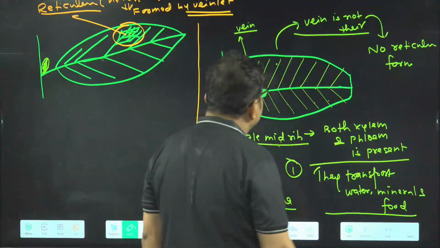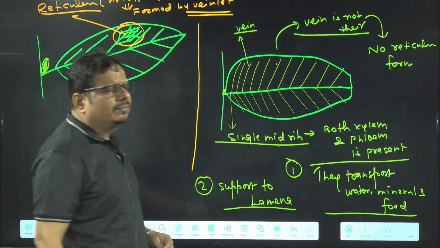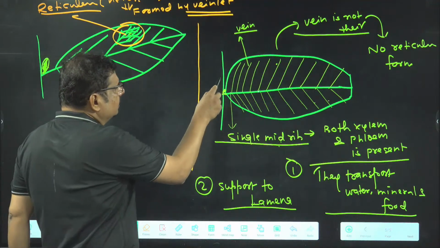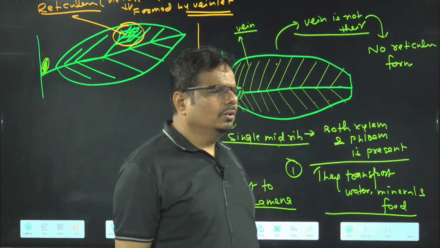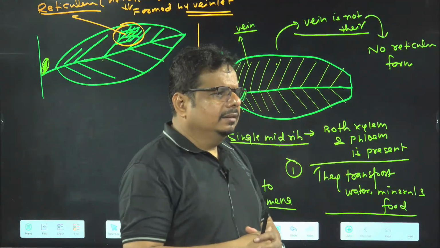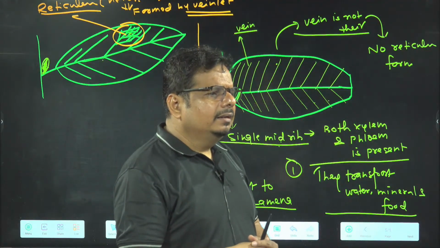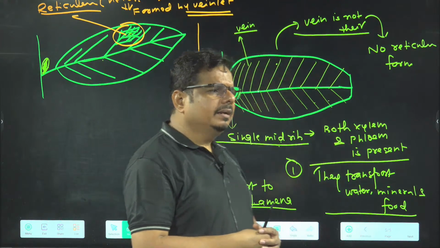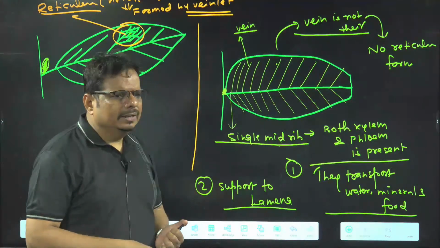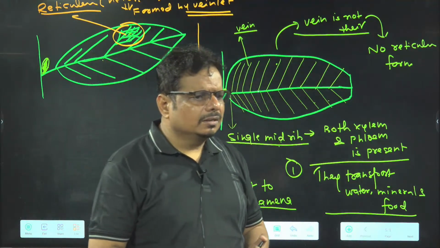Getting the idea or not? So these are the basic differences between which one? Dicot and monocot venation. Getting the idea? Is it clear in the mind? Parallel venation in monocot, reticulate venation in dicot. Can we move ahead? Venation is over. Getting the things or not?